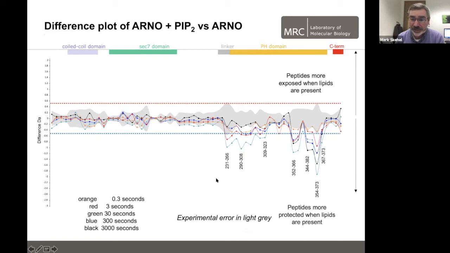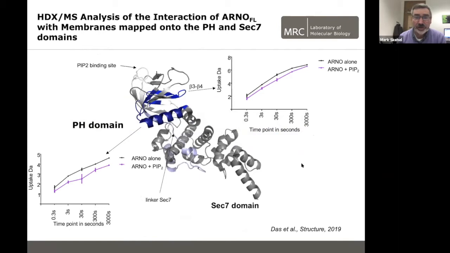And if you map those onto the ARNO structure, you probably can't see this too well, but this is in white. So this is where PIP2 is binding. We don't see that because it's bound into the liposome, okay? But what we're seeing is this B3B4 loop where we're seeing some protection, the purple line here in the presence of PIP2. And so this loop and beta sheet here are interacting with the membrane. And then what we see in this PH domain is that the linker in light blue and then these dark blue alpha helices here, there's some significant protection occurring, okay?